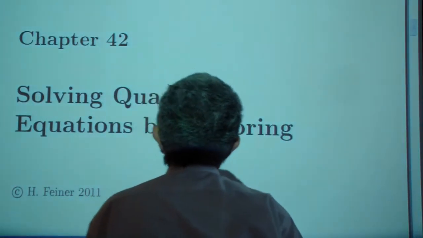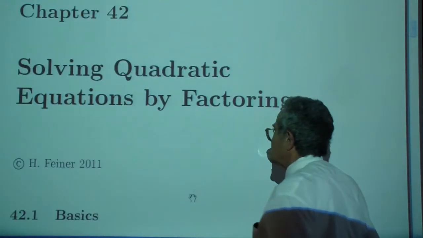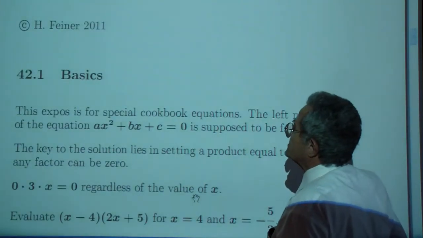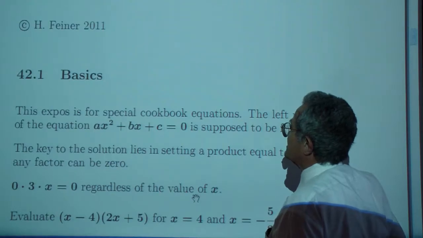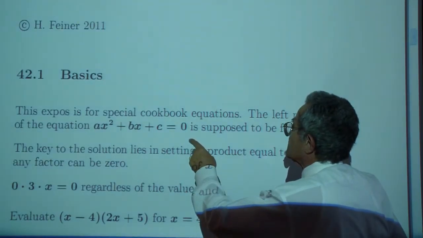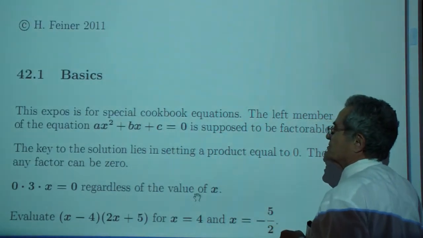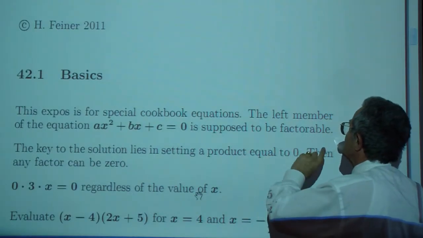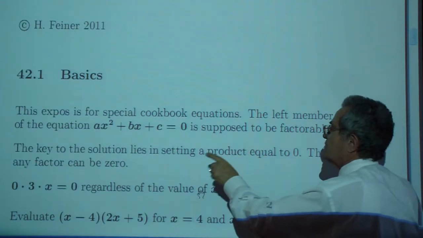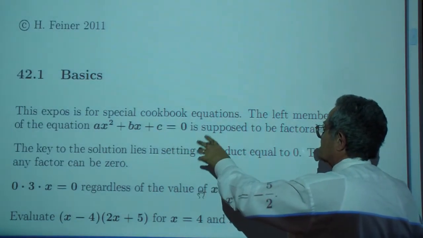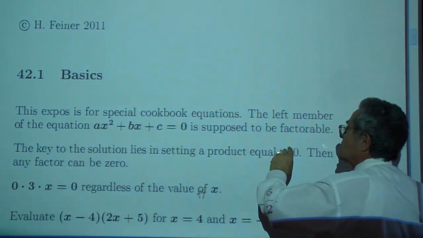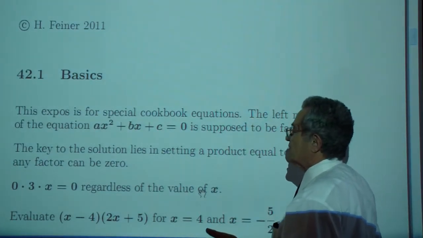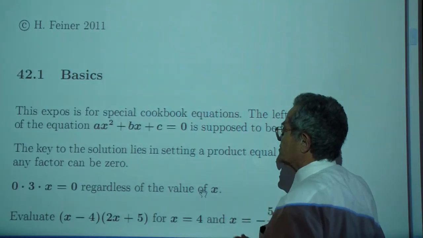Chapter 42, we are solving quadratic equations by factoring. This exposition is for special cookbook equations. The left member of the equation is ax squared plus bx plus c, the right member is 0. The left member is supposed to be factorable. If you cannot factor the left member, you cannot do it this way.